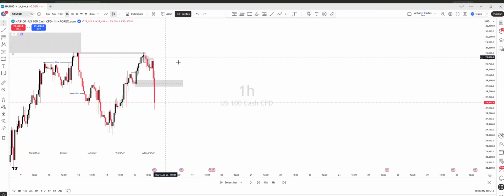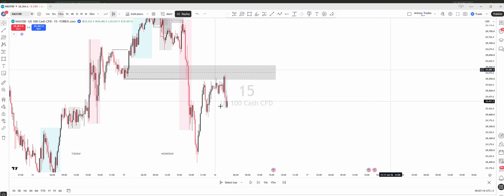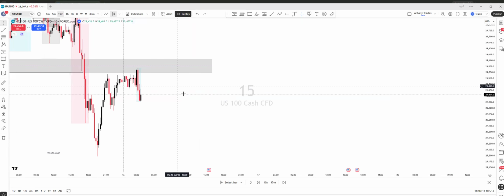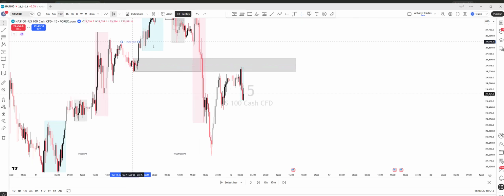So now I waited for a market to come to that area. Let's wait. You see the market tapped in now. I went to 15 minutes time frame. You can also go to the 5 minutes time frame because this is a 1 hour zone. But for me, I just went to 15 minutes time frame.